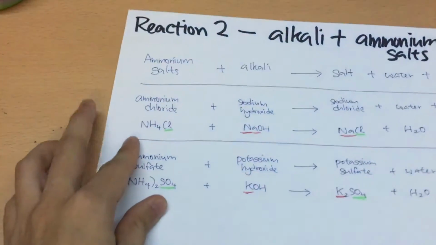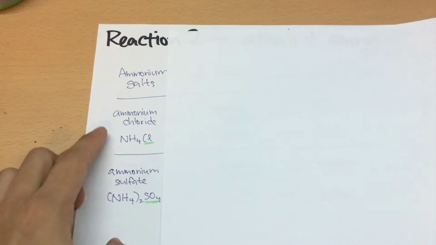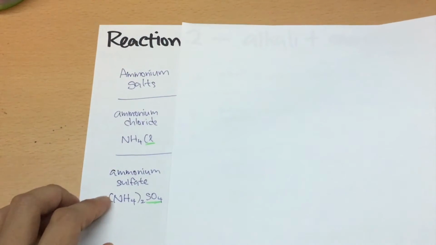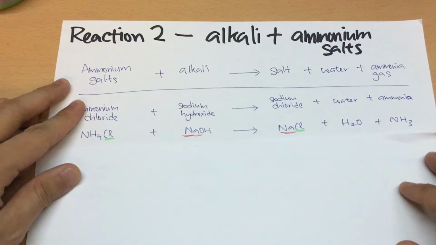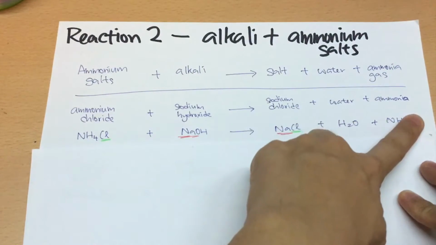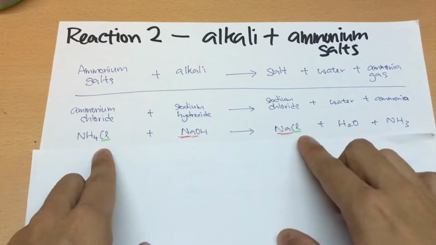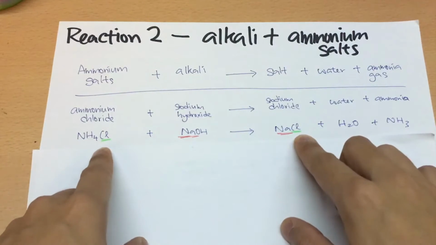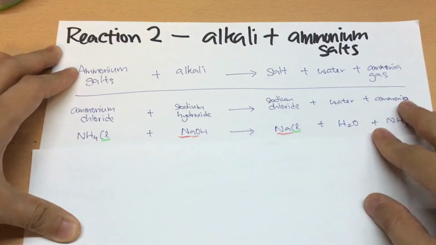The second reaction of bases is the reaction of alkali with ammonium salts. Examples of ammonium salts are ammonium chloride and ammonium sulfate. When ammonium chloride is added to sodium hydroxide, it will form a salt, water, and the pungent gas ammonia. The cation of the salt will again come from the alkali, and the anion of the salt will come from the ammonium salt. So the salt in this reaction will be sodium chloride.